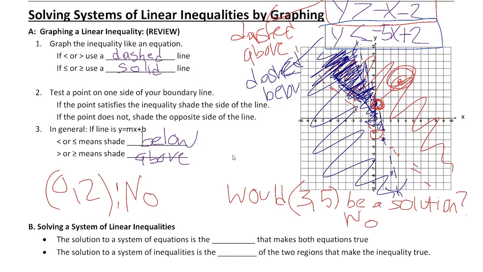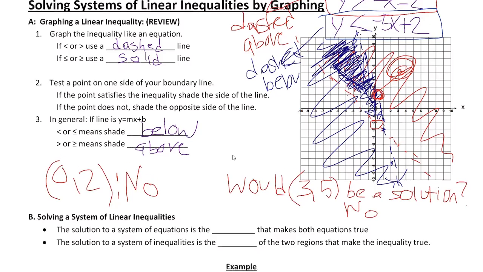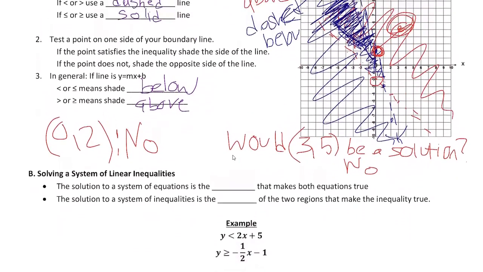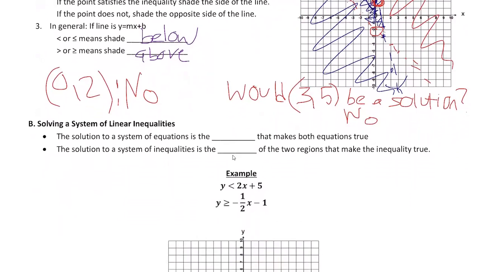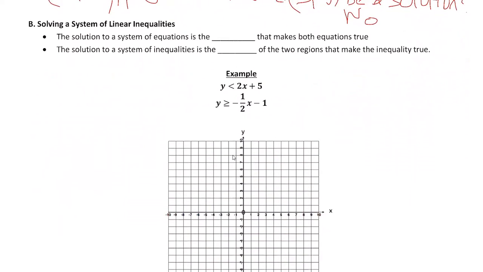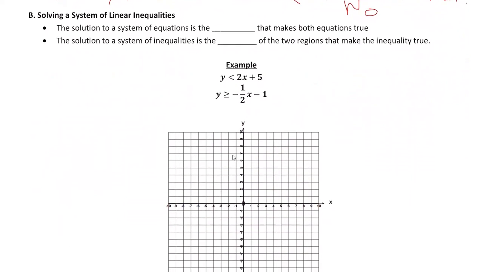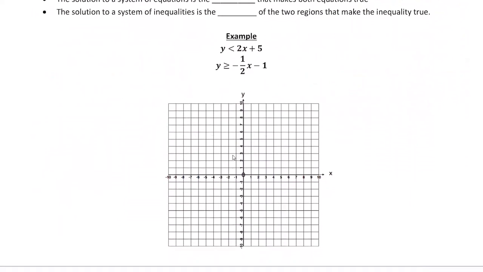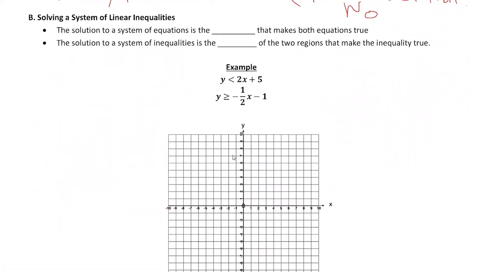I'll ask you some questions like, would this be a solution? Would that be a solution? Just to practice that. But basically, to be a solution, it's got to be in that overlapping region. If it's on a dotted line, it's not a solution. If it's only in one of the colors, it's not a solution. It's got to be in that overlapping region where you have both colors, or both parts of your shading, overlapping.